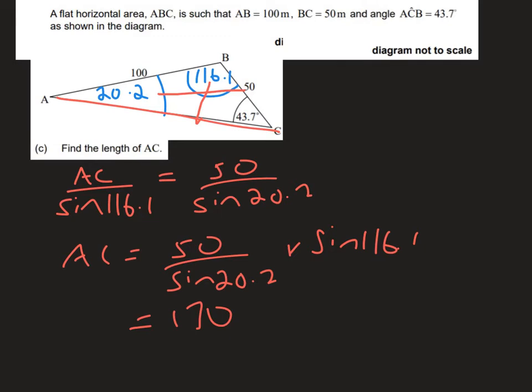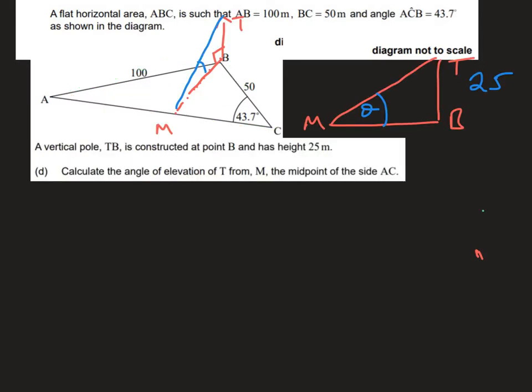Now, because we've actually got side, angle, side, we could use the cosine rule here as well, but personally I think the sine rule is a lot easier to work out the length AC. Part D proved the real quiz in this question, and it was answered correctly by only very few pupils. We've got a vertical pole, TB, which is marked here, which we know is 25 meters, and we're asked to calculate the angle of elevation of that point T from M, which is the midpoint here on the line AC.